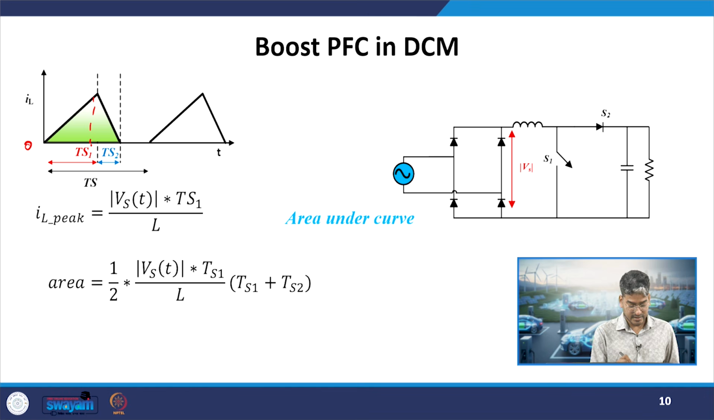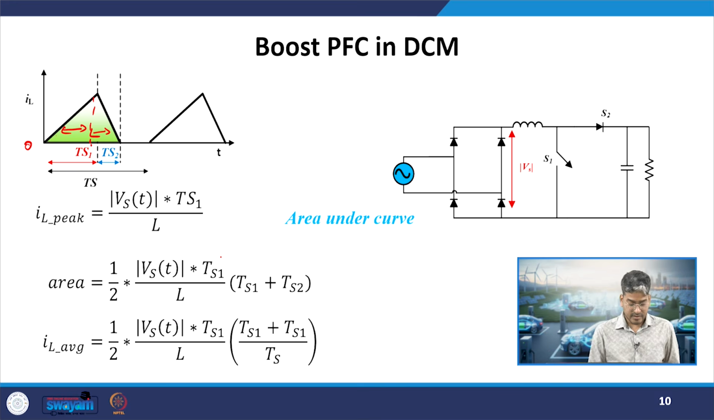Now, the area under this shaded region, we can split it into two triangles where the height is IL peak and the base is Ts1 and Ts2. So, that will be half into IL peak, the height of the triangle or the peak value of current which we have denoted, multiplied with Ts1 plus Ts2. Okay. So, half into the height of the triangle and the base of the two triangles. Okay. So, we are just calculating this area by splitting it into two triangles. Then the average value, IL average, will be equal to this triangular area divided by the time period. Okay.